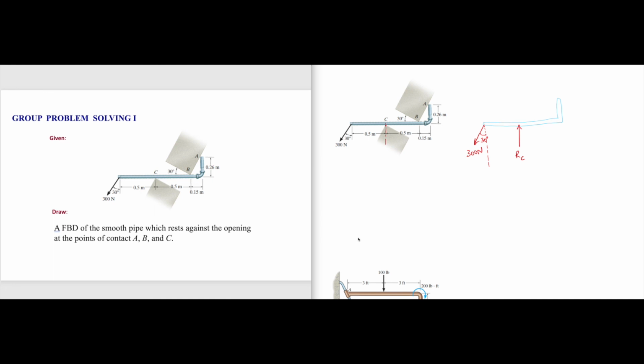What happens at B? It can move up. What happens at A? So at A, the pipe can't move into the support. That means the reaction at A will be like that. That's the reaction at A. This is the reaction at B. So we have to assume some axis. This is our X, this is our Y. That means because reaction A is not along X or Y, so we have to give an angle. How do we give an angle?